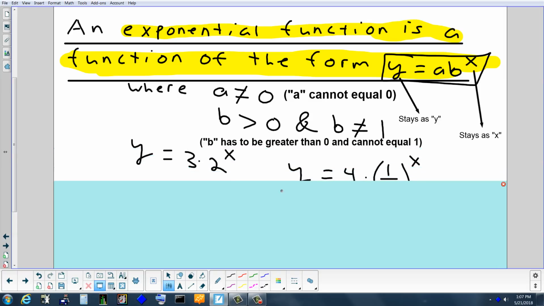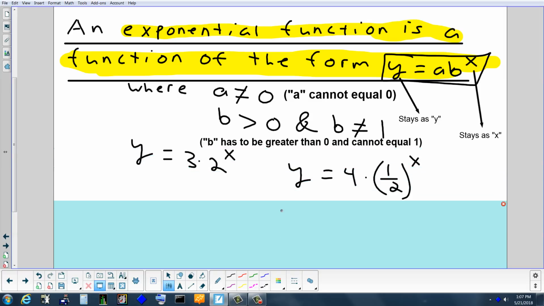So guys, here are a couple of examples of an exponential function. Here's one, y equals 3 times 2 to the x. Here's another one, y equals 4 times a half to the x. Just a couple of examples of what it looks like.